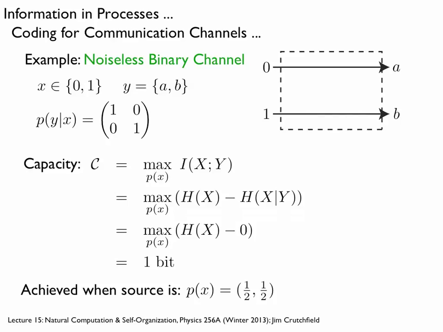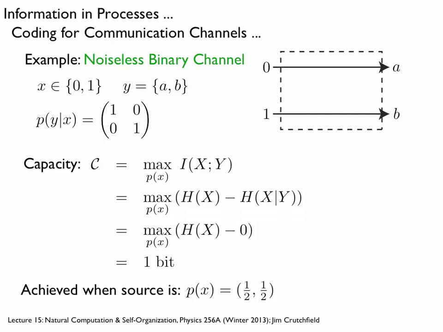Okay, so let's do a couple of examples here, and then I'll give you a quick overview of the statement of Shannon's second theorem. So first example, the trivial case, the noisy binary channel. I have a mapping from 0s and 1s to As and Bs, and here's my schematic diagram. A 0 input to the channel, an A comes out; a 1 into the channel, and a B comes out. The conditional distribution that describes the channel is just the identity matrix.